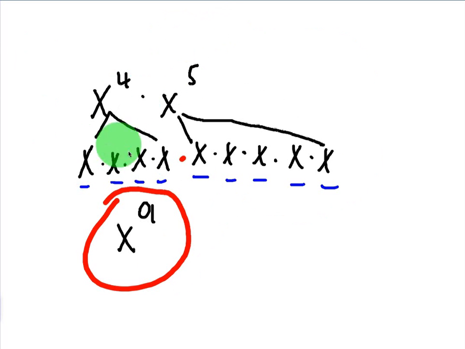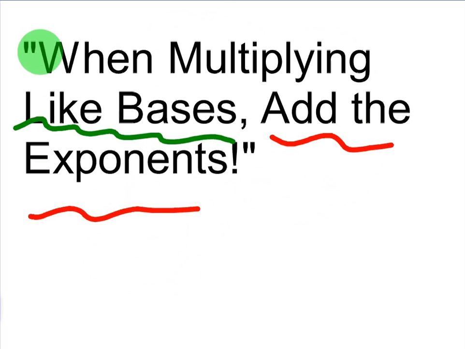X to the 4th is x times x times x times x. X to the 5th is x times itself 5 times. We see we have 9 total x's. That's just x to the 9th. But what we could have done is just seen that this is 4 and this is 5. 4 plus 5 gives you 9. So when multiplying like bases, just add the exponents, and that's why. I've shown you why. We've broken it down.